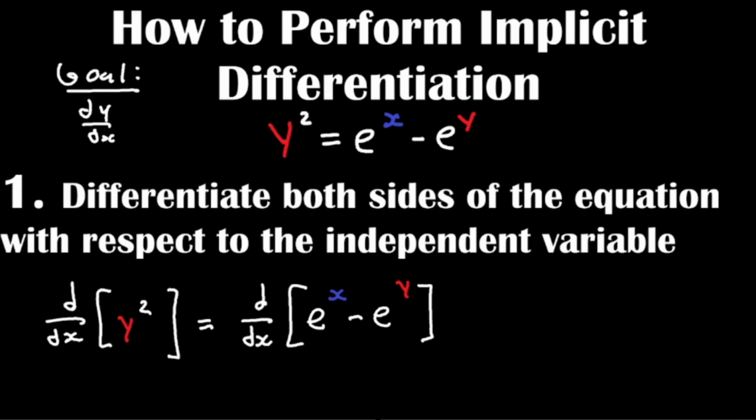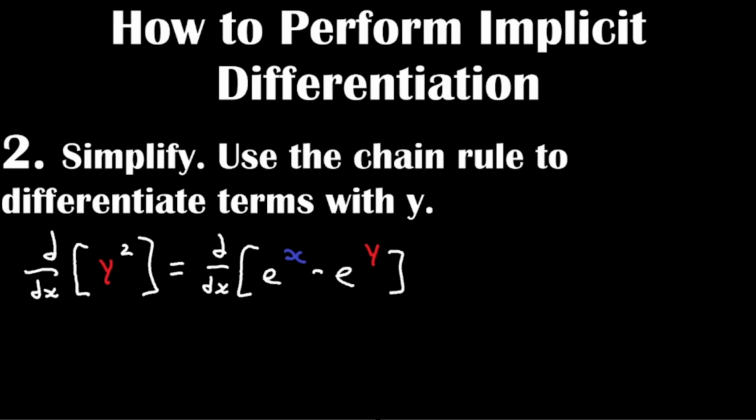Alright, so that is what that'll look like. Now, let's carry this out. The next step is to simplify, but we're going to need the chain rule to differentiate these terms. The reason for that is, it might not look like it, but when we're differentiating y squared with respect to x, the inside is actually a function. It's y, which is a function of x.